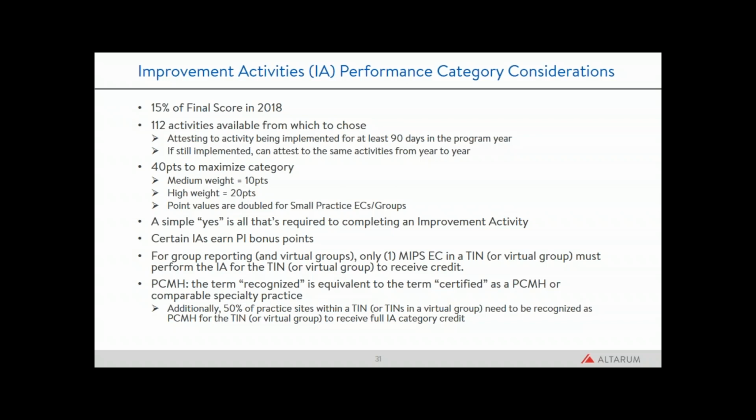And then additionally, 50% of the practice sites within a TIN or in a virtual group need to be recognized as PCMH. If that is the case, then the entire group, or the entire TIN, would receive that full IA category credit.